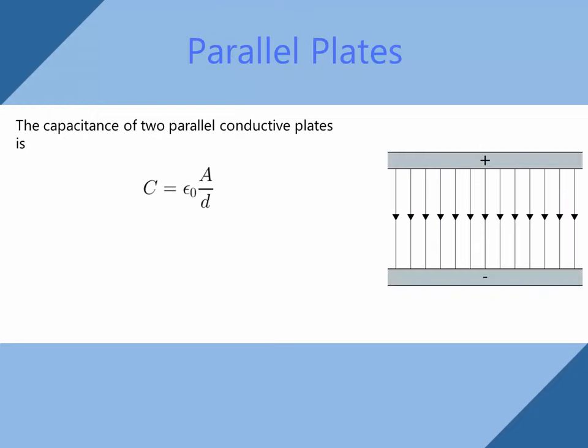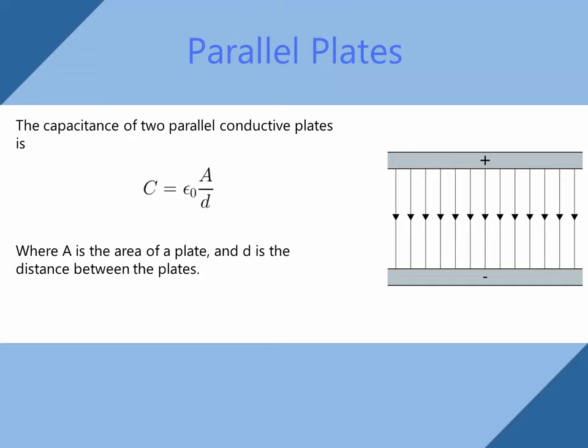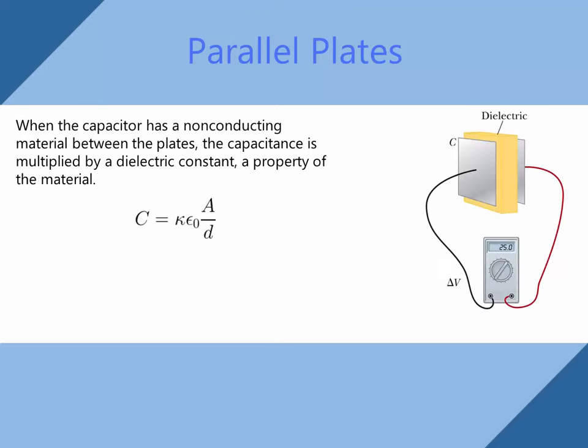The capacitance of two parallel conductive plates is C equals epsilon naught A over D. A is the area of the plate, and D is the distance between them. When the capacitor has a non-conducting material between the plates, the capacitance is changed. It's multiplied by a dielectric constant, which is a property of the material. The material is called a dielectric.